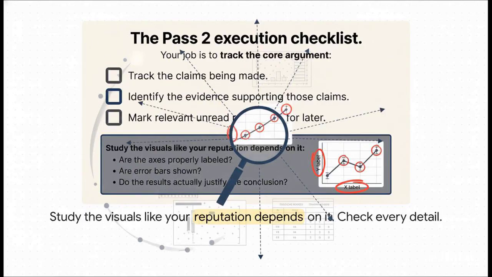And here is a massive pro tip for this pass. You need to study the graphs, figures, and tables like your own reputation depends on it. Be skeptical. Ask the hard questions. Are the axes clearly labeled? Are there error bars on the data points? And the biggest question of all, do the results you see in this graph actually support the big conclusion the authors are making? This is where you can spot a lot of weak arguments.